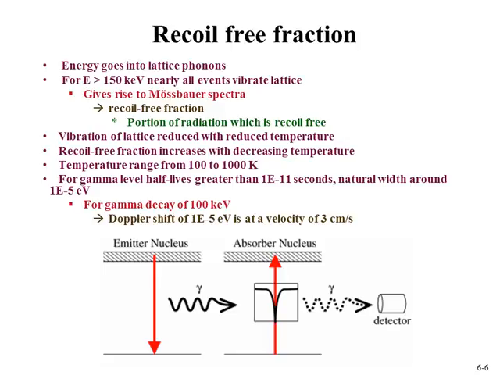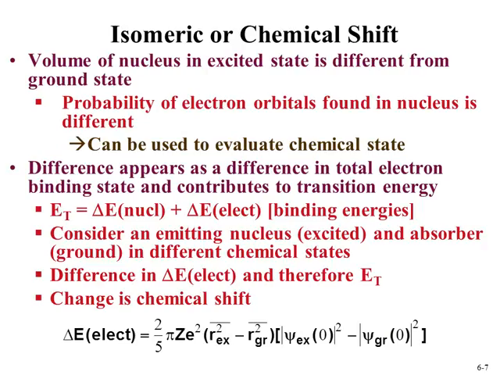And if the gamma level half-lives are greater than 10 to the minus 11 seconds, this width is around 10 to the minus 5 eV, which can actually be achieved with a Doppler shift at around 3 centimeters per second. Something else that is unique and important for Mossbauer spectroscopy is that you're using a nuclear interaction to probe a chemical state. And this is because you have a probability of orbital electrons being found in the nucleus.